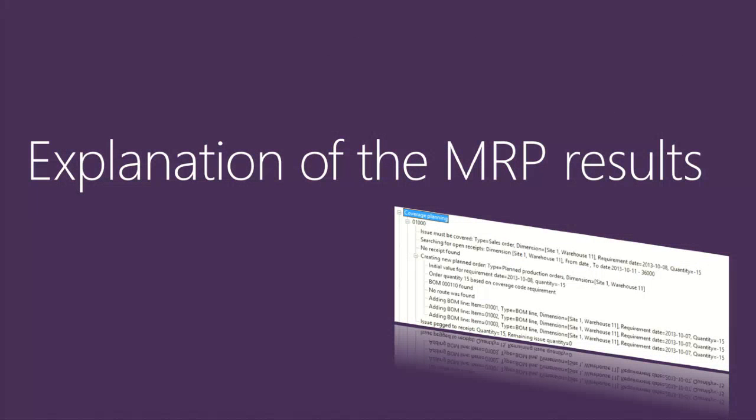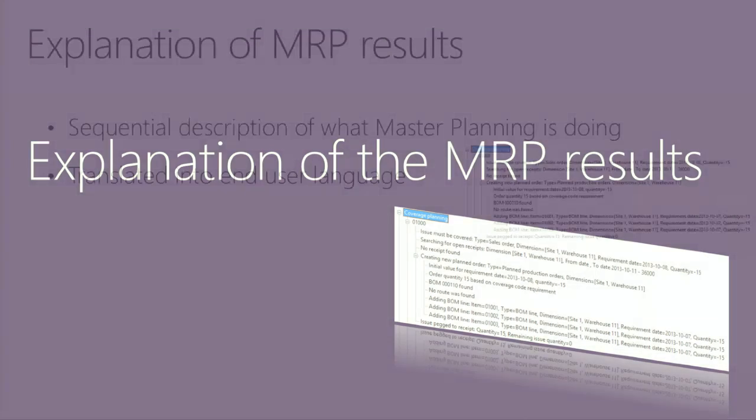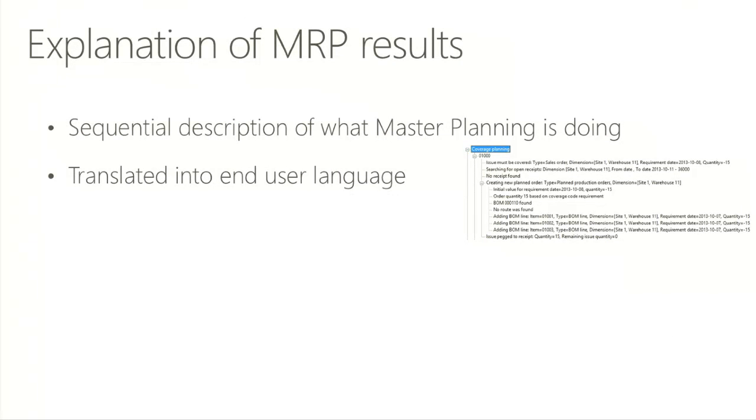Explanation of the MRP result. What you see here, this little screenshot I have, is actually some of the explanations. So what did we do? We created something sequential, meaning at runtime, when the planning engine is generating all the suggestions, it will record what it's doing and try to write it down for you.